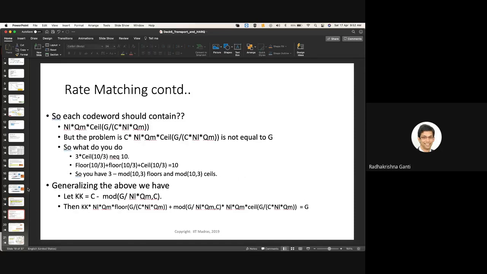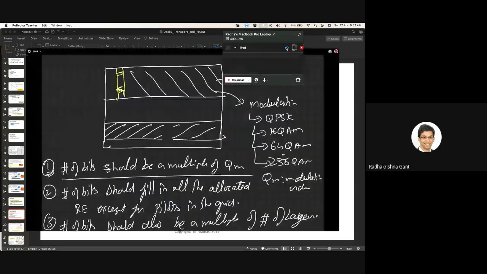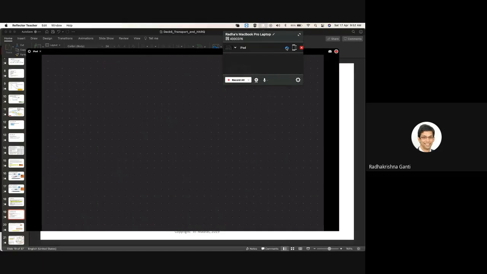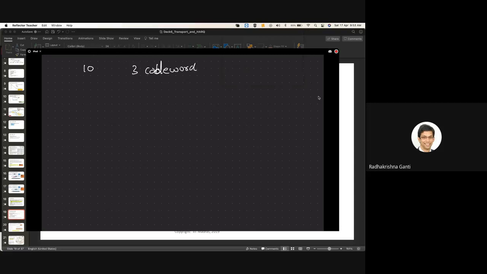Let me take an example. I'll explain how people tackle this. So you have 10 bits, and you want to divide them into 3 parts. You have 3 code words. This is just an example, a very small number. How do you divide 10 into 3 parts? Of course, 10 by 3 is not an integer. You cannot divide a bit, na? So one thing you can do is 3, 3, 4. This is one way.